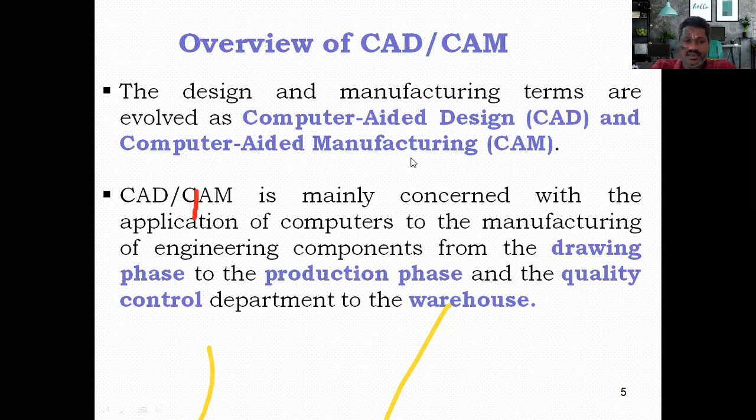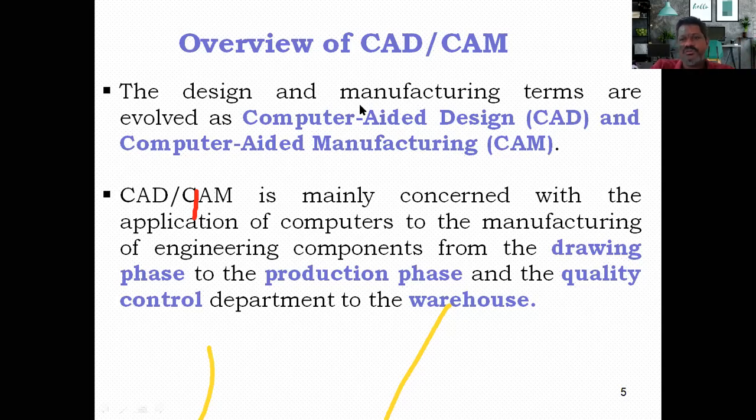If the manufacturing stage is assisted with the computer, that is called the computer aided manufacturing. In brief, if the design part is assisted with the computer, that is called the computer aided design. If the manufacturing part is assisted with the computer, then it is called the computer aided manufacturing. CAD and CAM, these are the two terms you come across in this subject. And one more thing I would like to tell you, CAD and CAM is a growing subject in coming days.